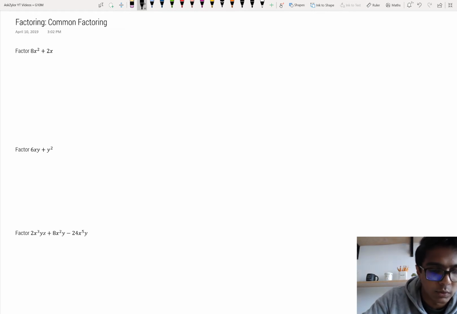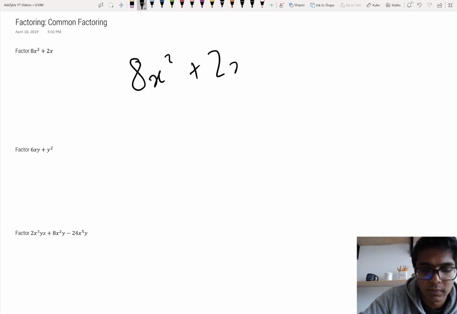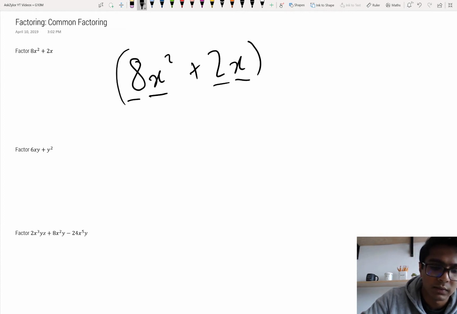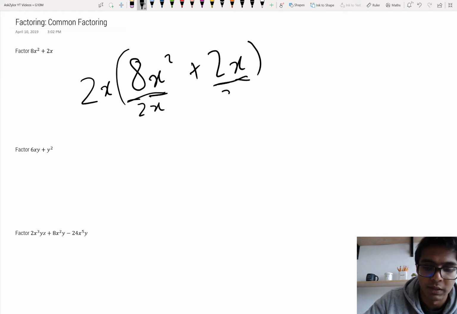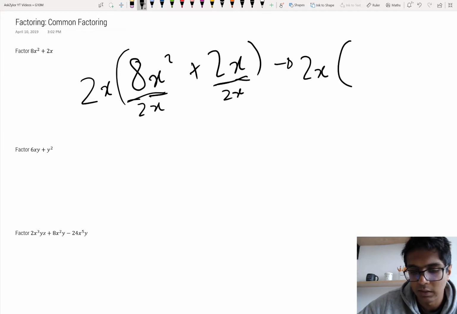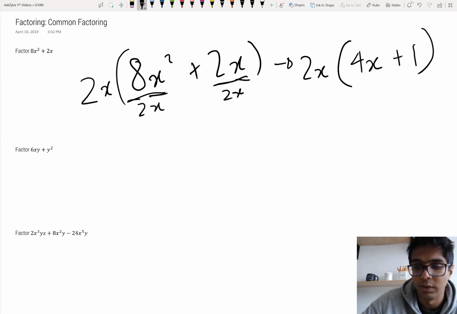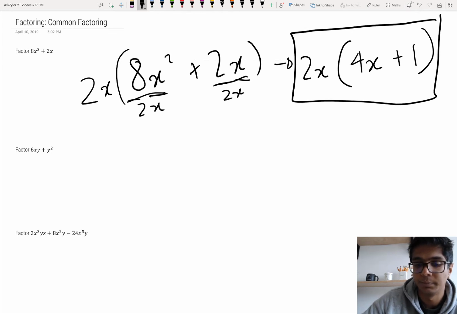It's saying factor 8x² + 2x. The first thing we should be doing is common factoring, meaning what's the common term in every single term. If I have 8x² + 2x, I have an x in both terms, and I have a 2 factor in both terms. So I'm going to take out the x and a 2 from both terms, essentially dividing both terms by 2x. This leaves me with 2x, and then 8x² divided by 2x gives me 4x, and 2x over 2x is just 1. So I'm left with 2x(4x + 1).